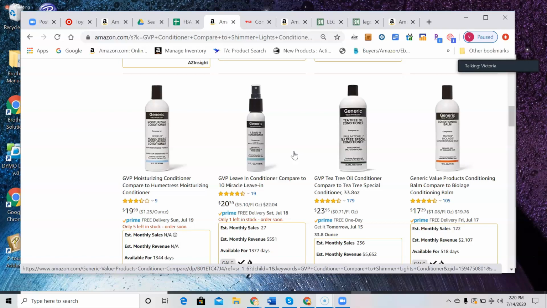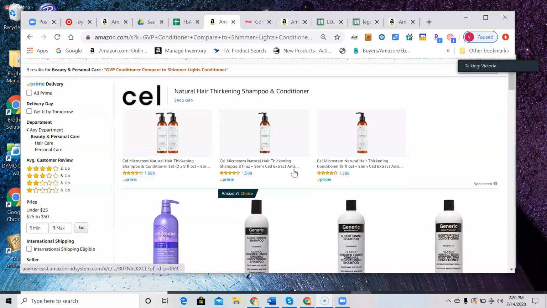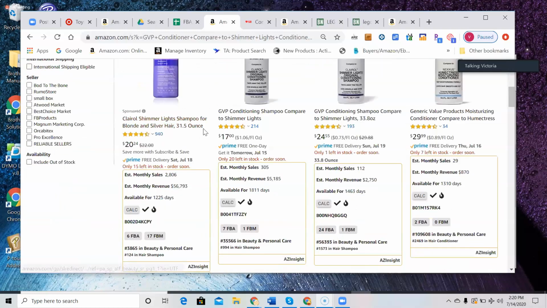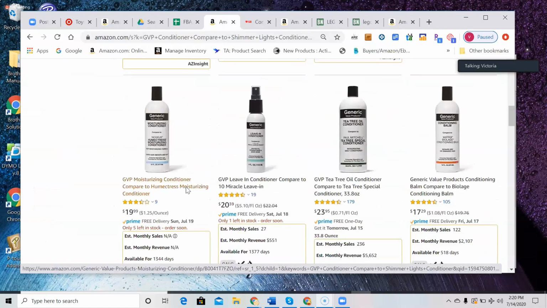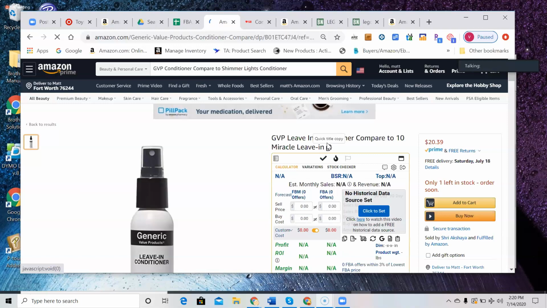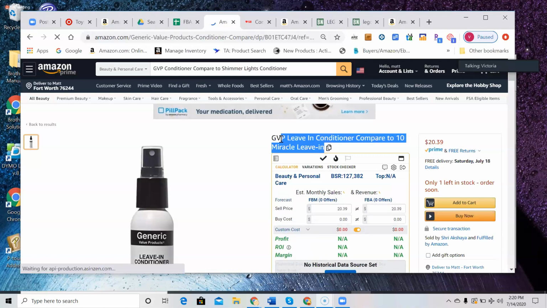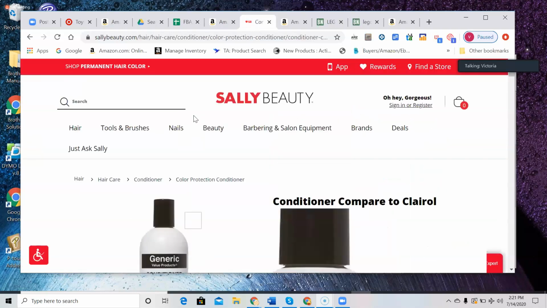Yeah, for sure. And then you can also just type in the generic at the top of Amazon and see what's there. Amazon does a really good thing: what's higher on the page sells faster. So you can just go backwards from that point. So there's a leave-in conditioner. So just copy the title and then maybe go back to Sally's.